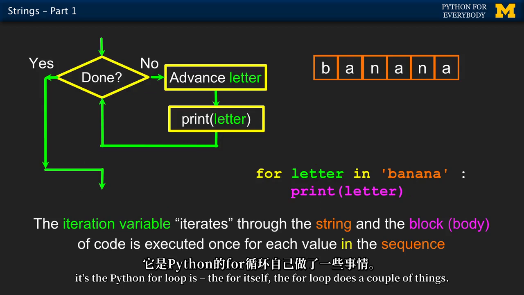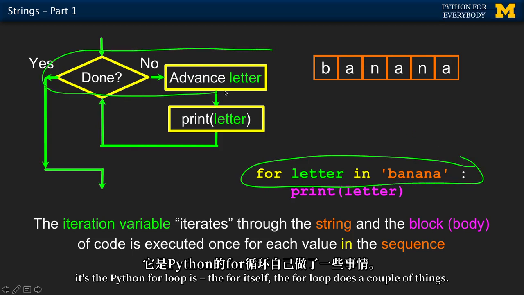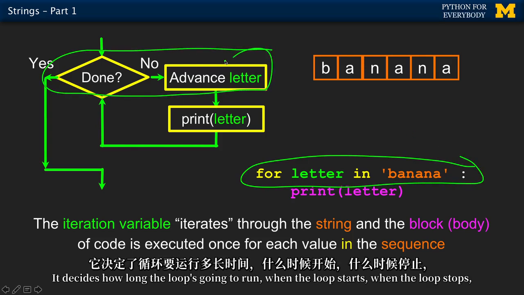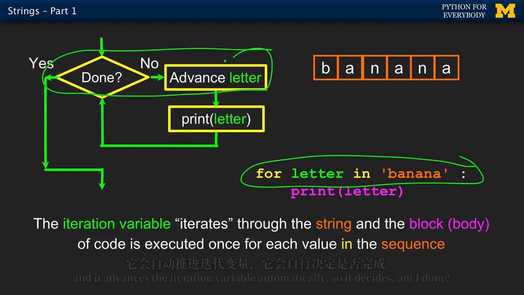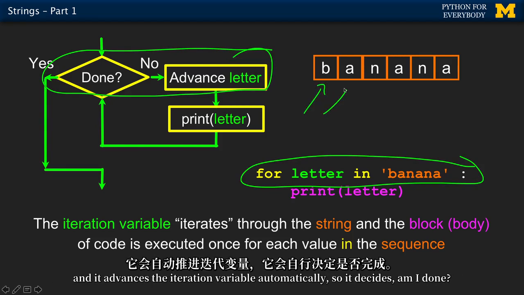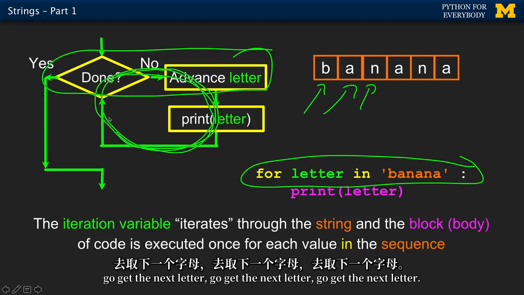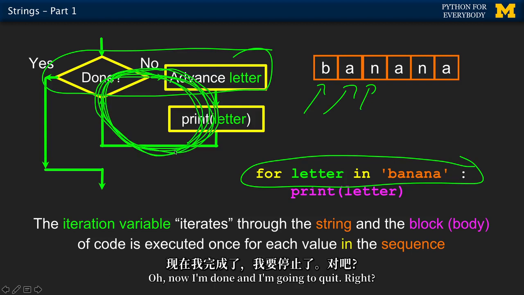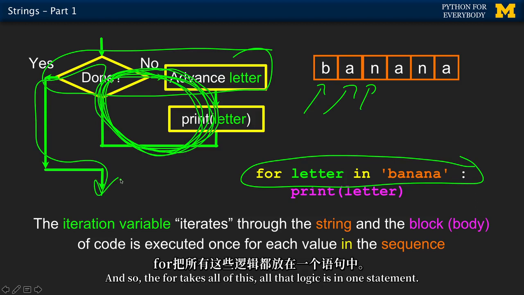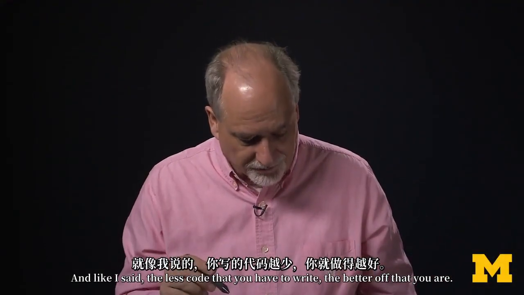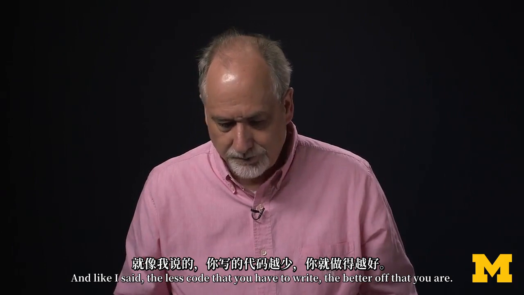The for itself, the for loop, does a couple of things. It decides how long the loop's going to run, when the loop starts, when the loop stops, and it advances the iteration variable automatically. So it decides, am I done? Go get the next letter, run it. Am I done? No, go get the next letter. Go get the next letter, go get the next letter. Oh, and now I'm done and I'm going to quit, right? And so the for takes all of this, all that logic is in one statement. And like I said, the less code that you have to write, the better off that you are.